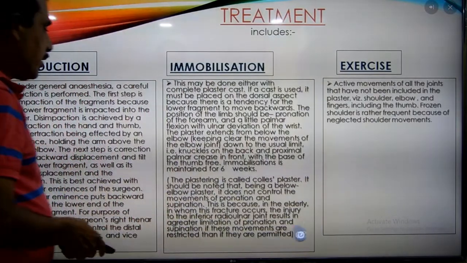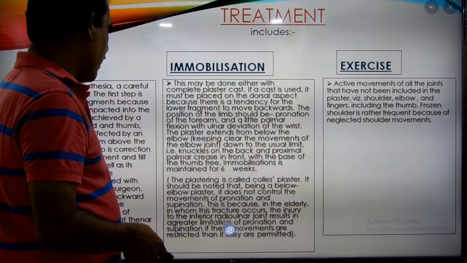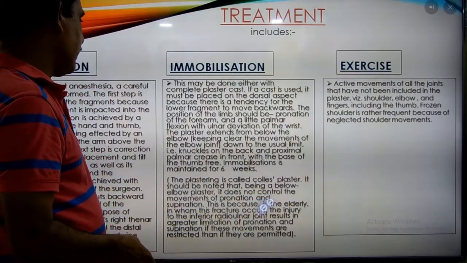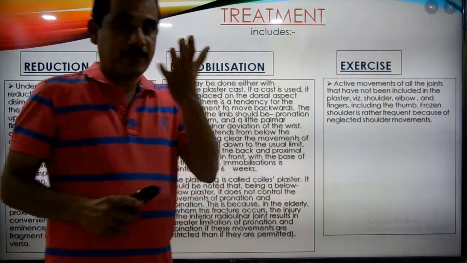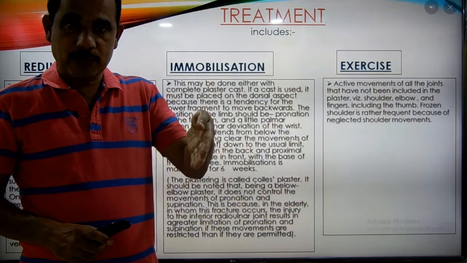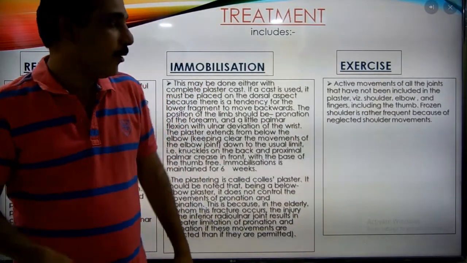And the immobilization should be maintained for 6 weeks, isn't it? And this plaster is called a Coolidge plaster. But here the fingers should be kept free for performing movement. And ulnar deviation is very important. Pronation and ulnar deviation are very important in this position of immobilization.